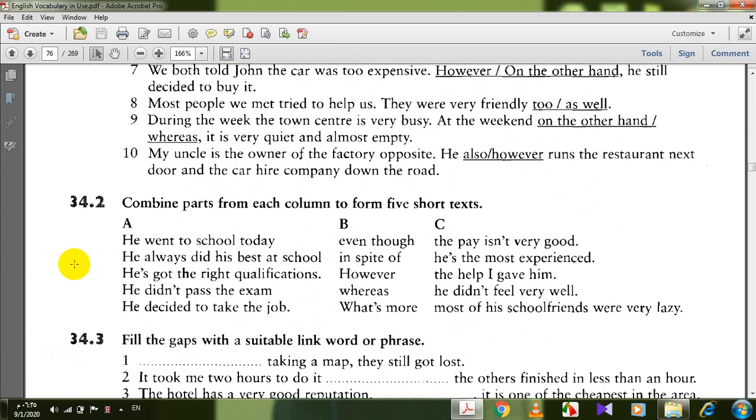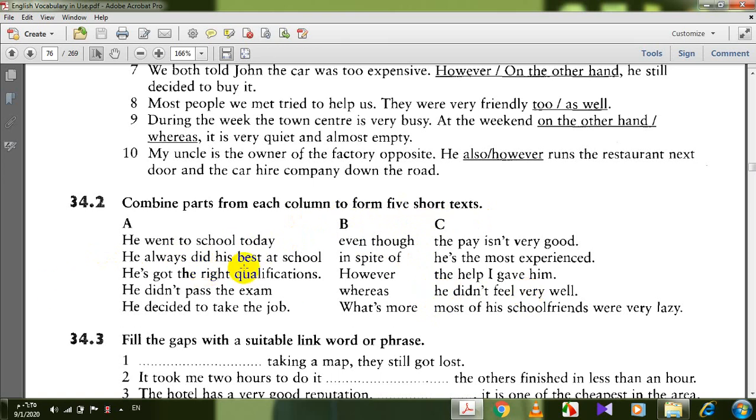Let's go to 34.2. Combine parts from each column to form five short texts. He went to school today, even though he didn't feel very well.